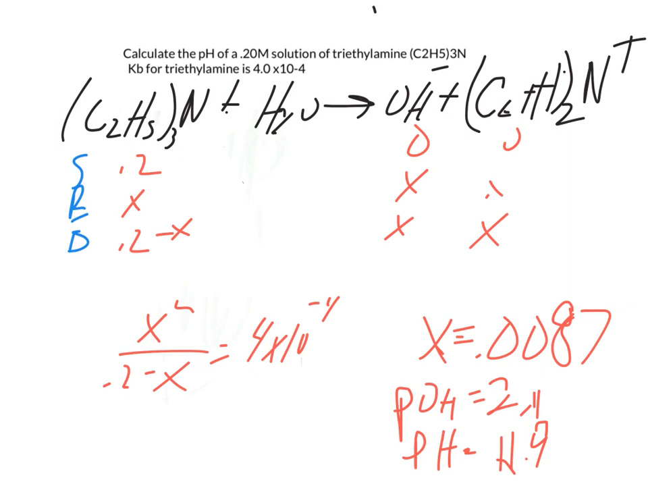So that represents actually three things, one of which is the concentration of OH, which I'm interested in, the concentration of the positive ion, not so interested in, and how much reacts. So in this case, when I take the log of 0.0087, since it represents the concentration of OH, I'm actually calculating the pOH, and I think the pOH comes out to be about 2.1, so therefore the pH should be close to 11.9.